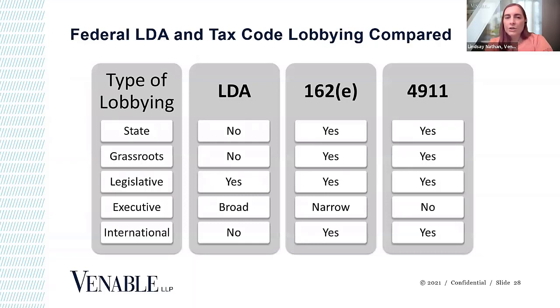So this chart is just an overview of the different types of lobbying activities that are regulated under the Lobbying Disclosure Act and the tax code. And as Janice mentioned before, you're going to hear a lot of different definitions of what lobbying is. I think this gives you a broad overview of how those activities are really varied across the various regulating entities and authorities.